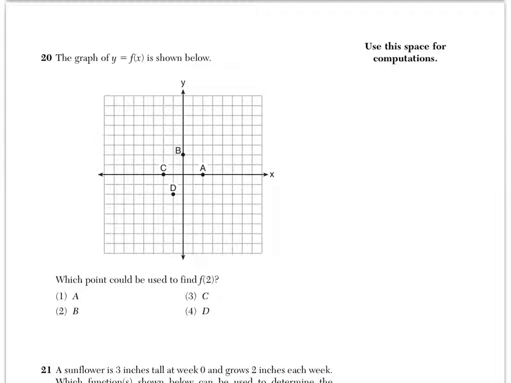For 20, we want to see what point can be used to find f of 2. Remember, anything inside the parentheses is x. So when x is equal to 2, if we look at our axis, we're looking at this axis here. We're going to 2, and as we can see, A lies right on that axis.